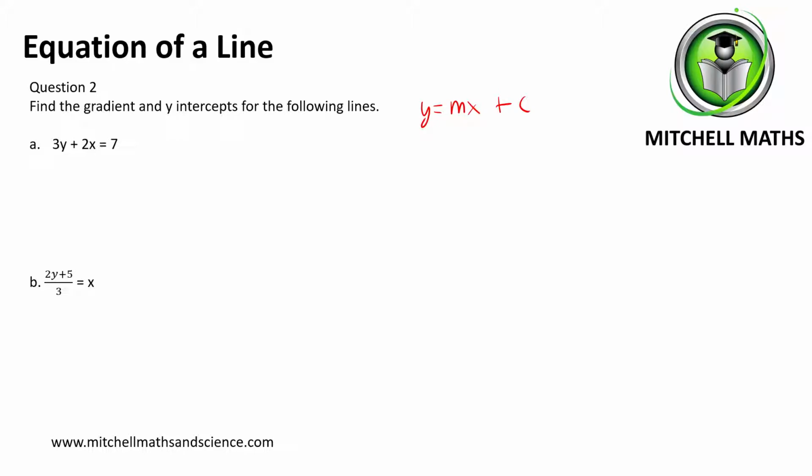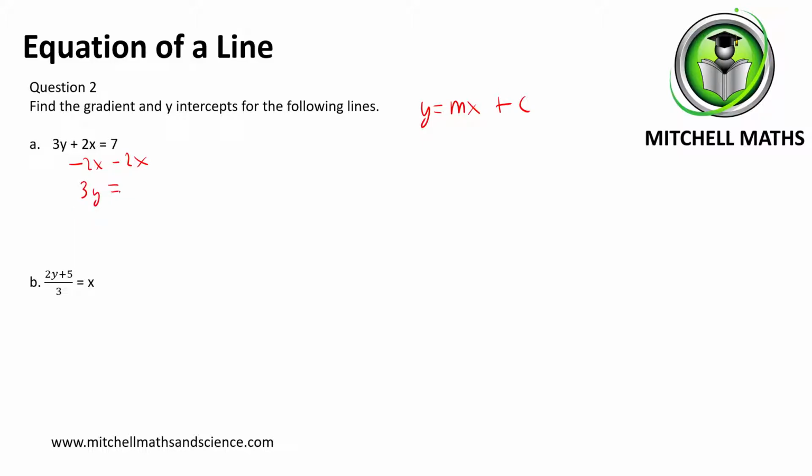So the next thing you're going to do is rearrange these equations in order to get y equals mx plus c. Basically, you're just making y the subject. Let's have a look at the first one, part A. I need to get the 2x onto the other side. How can I do that? It's plus 2x, and the opposite of adding is subtracting, so I'm going to minus 2x from both sides.